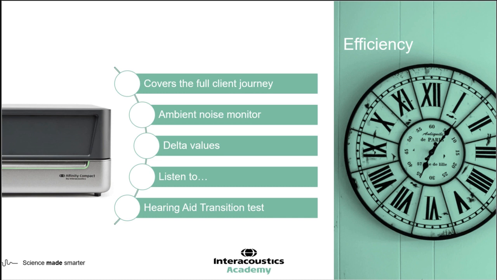The delta values feature is a nice way of ensuring that you get the best match to target in the quickest time possible. So that just demonstrates how far away you are in a numerical value from your target, and you can then hop back to your hearing aid software and increase or decrease the right amount and hopefully get the best match to target in the quickest time.